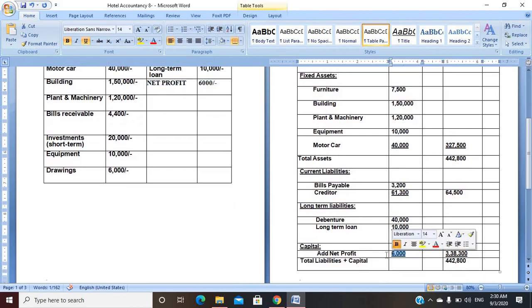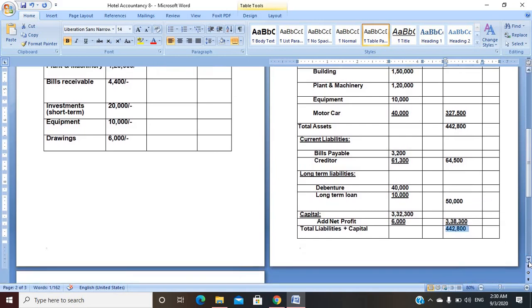So 3,32,300 plus net profit 6,000 gives me the figure 3,38,300. So total liabilities plus capital: liabilities are 64,500 plus 50,000 plus 3,38,300, which gives me 4,42,800. The same as the total assets column, 4,42,800. So in this way the balance sheet matches. So our question has been sorted out.